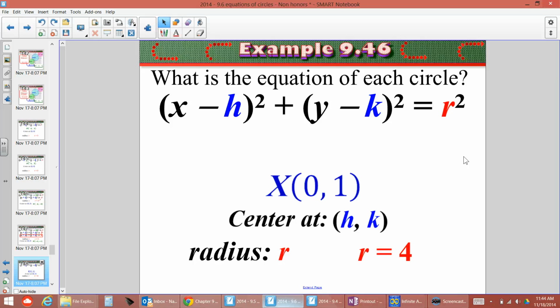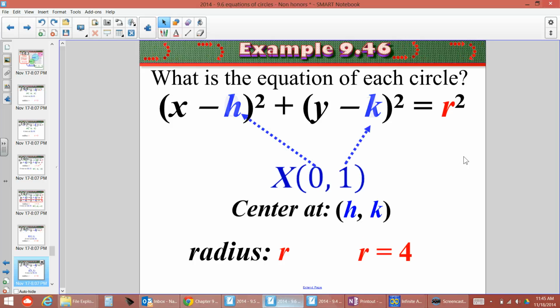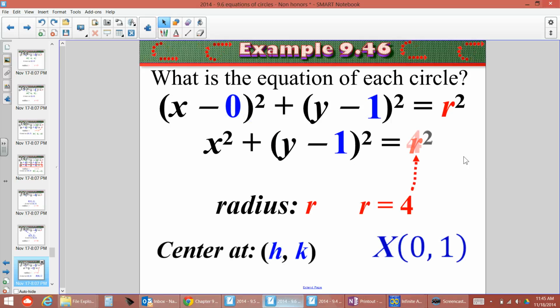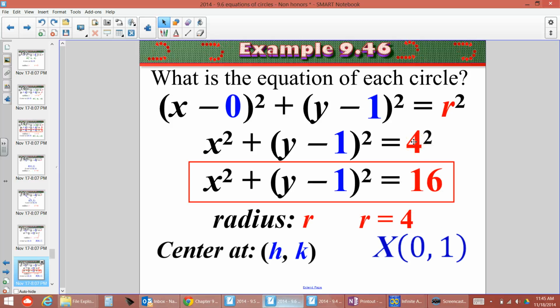Now circle X, we have a 0 and a 1. I plug in the 0 for the h and the 1 for the k. Now minusing 0 is kind of silly, so we just get rid of it, and we end up with x squared plus (y minus 1) squared. We plug in our 4 for r, we square it, and we get 16. There's the equation of the circle X.